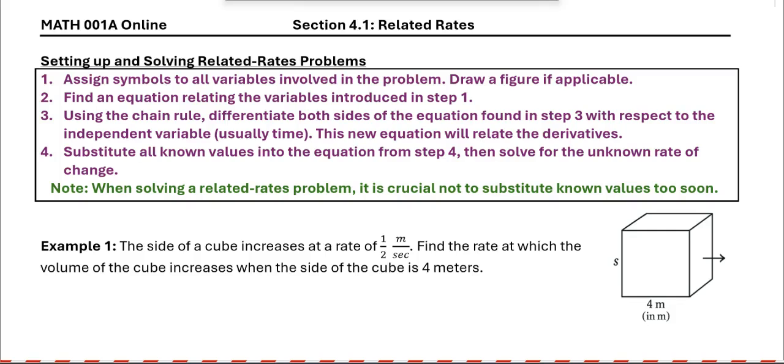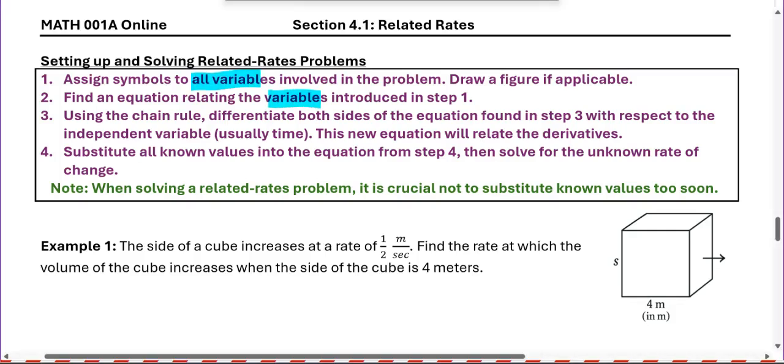So after you've labeled everything in step 1, you have all the variables labeled. You're going to have to find an equation that uses all of those variables, whether it's the Pythagorean theorem or the area of a circle or the volume of a cone, something. 3, use the chain rule and differentiate both sides of the equation in step 2, with respect to the independent variable, which is usually time, as we've done thus far. We did the derivative with respect to t. This new equation will relate those derivatives.